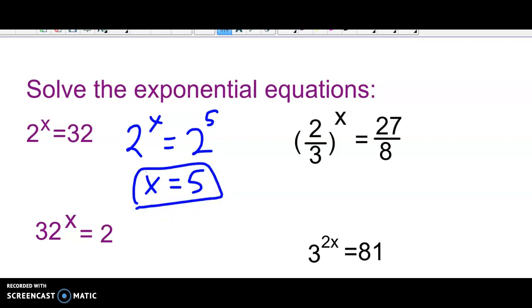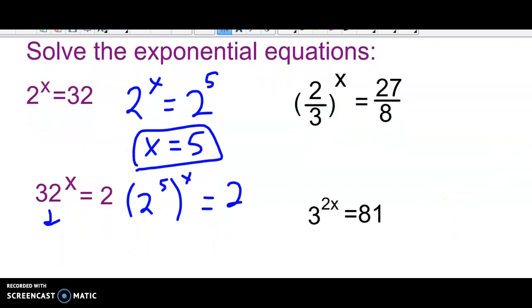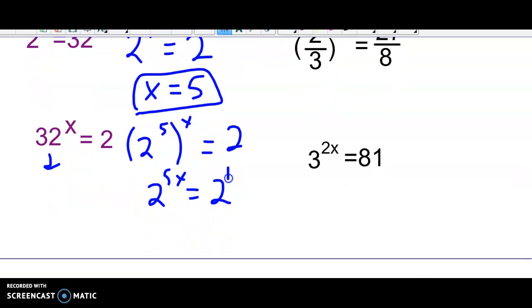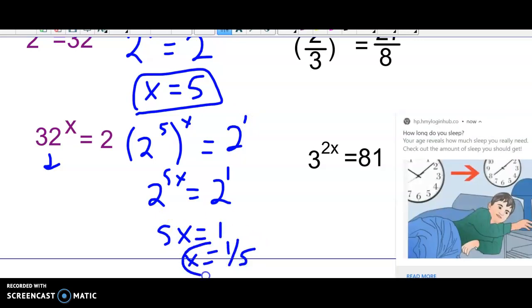is 5. Now, if it's 32 to the x, I still am going to write 32 as 2 to the 5th to the x, right? That's another way to think of this. 2 to the 5th to the x. Well, when I take a power to a power, I multiply those exponents. So this is 2 to the 5x equals 2. So just like we did up here, now that I have the bases the same, I can drop them. So I'll say 5x equals, what is that exponent? 1, right? 5x equals 1. So x is a 5th would be my answer to that.